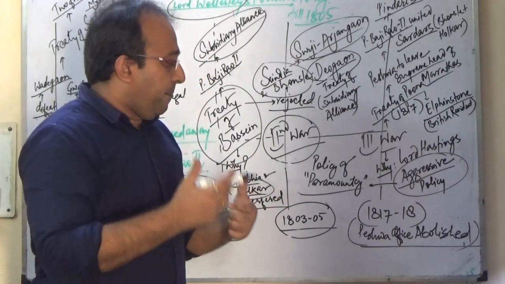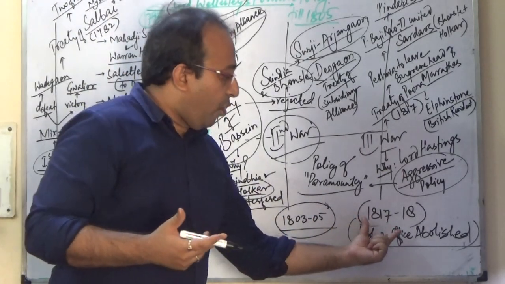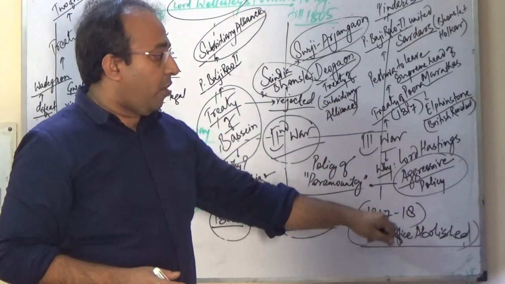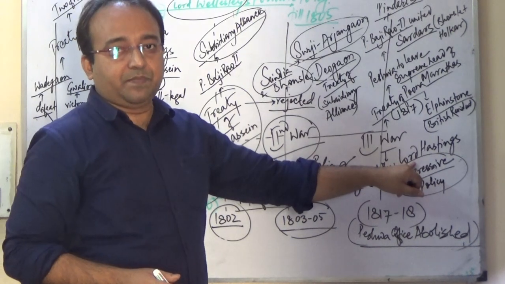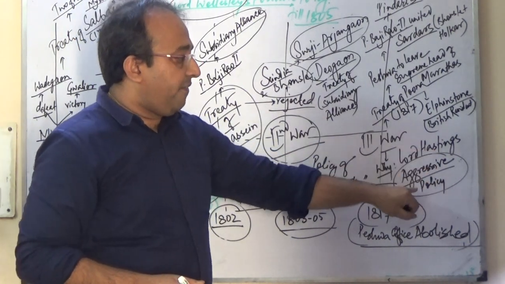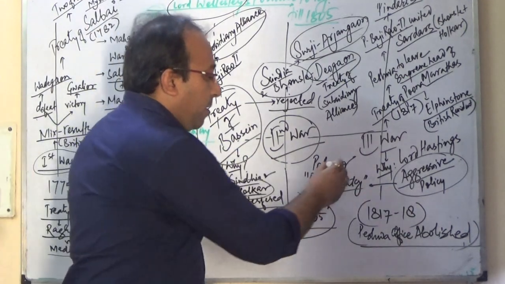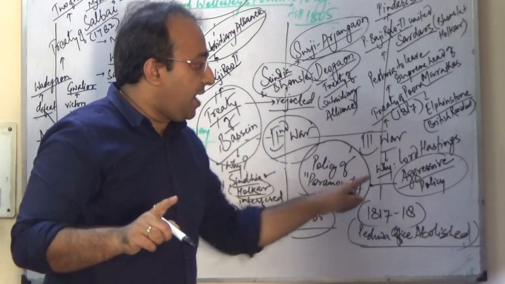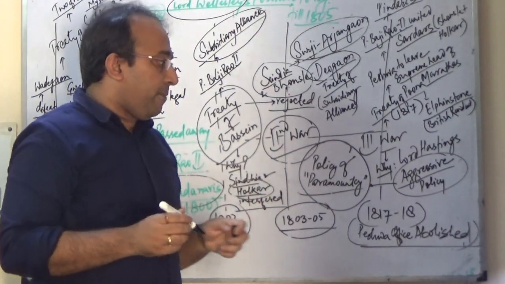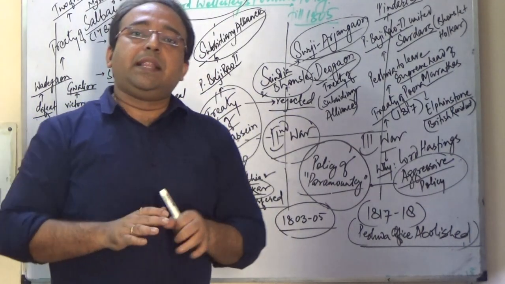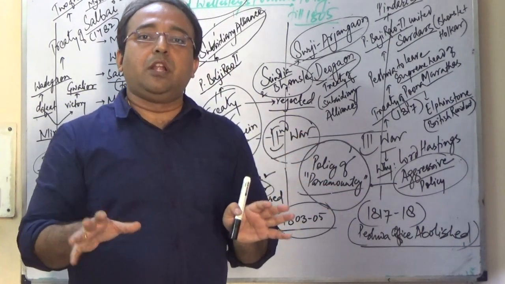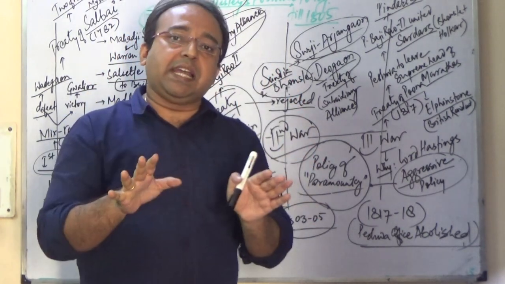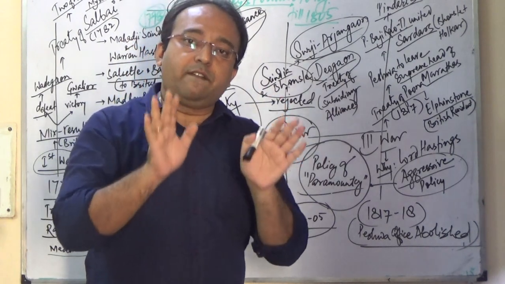Now see, the Third Anglo-Maratha War was fought in 1817 to 1818. This Maratha war was fought because of Lord Hastings. Lord Hastings followed a very aggressive policy known as the policy of paramountcy. What was the policy of paramountcy? The policy of paramountcy was that wherever it is possible to dominate, to control, to conquer territories in India, the company must get involved in that.